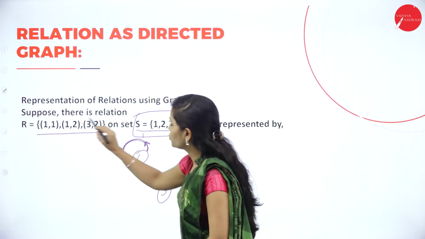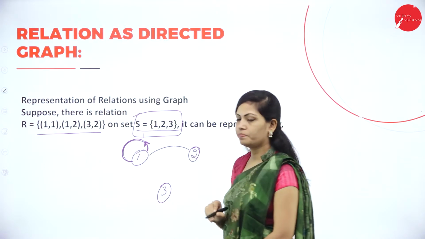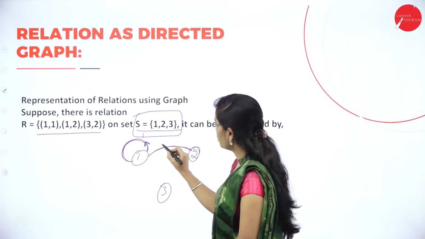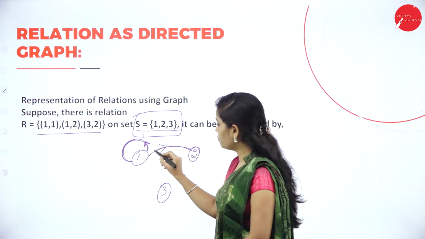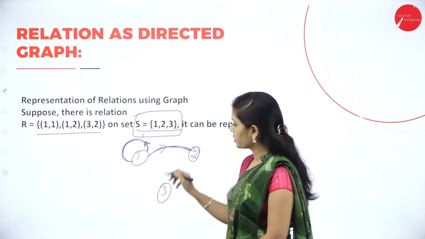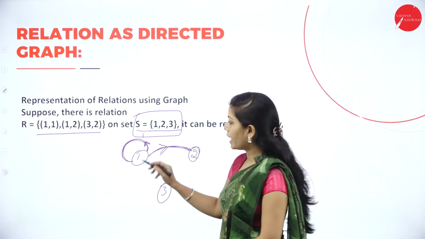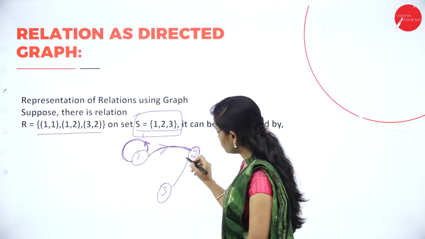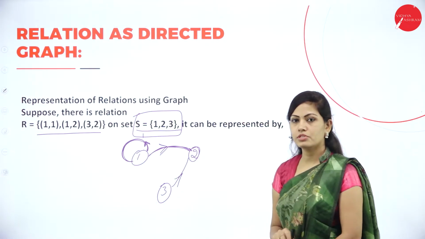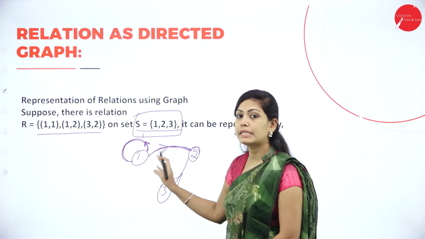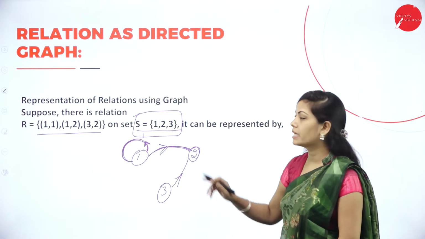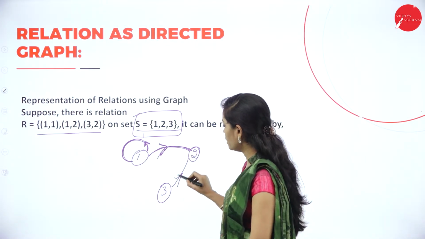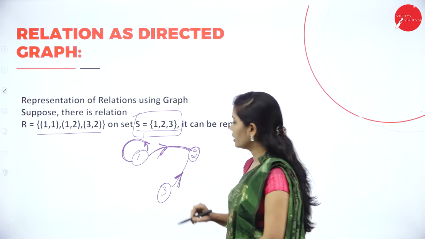And 1 to 2. So 1 is connected to element 2, and you have to mention the direction, from 1 to 2. So this is a directed graph. And 3 to 2: from 3 you connect to 2, and mention the direction. So this is your digraph, or directed graph. A digraph is also known as a directed graph. You have to mark the arrow from one point to another point.